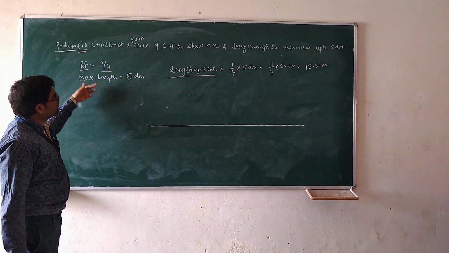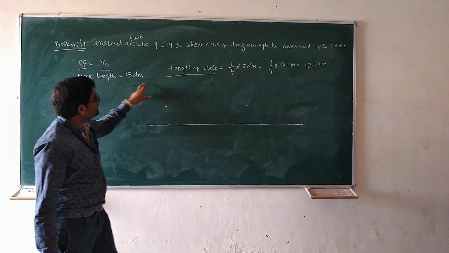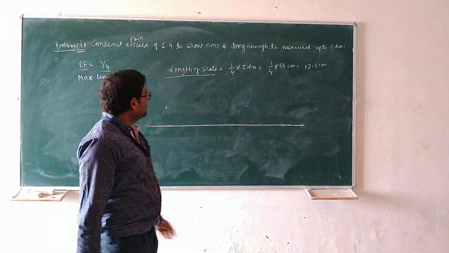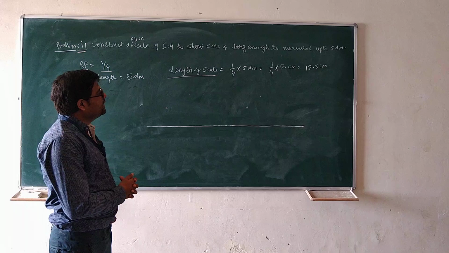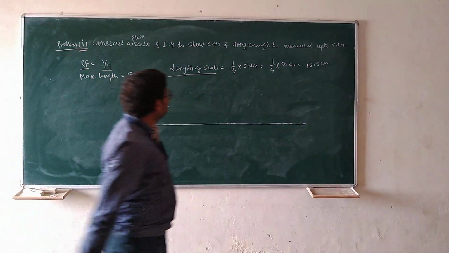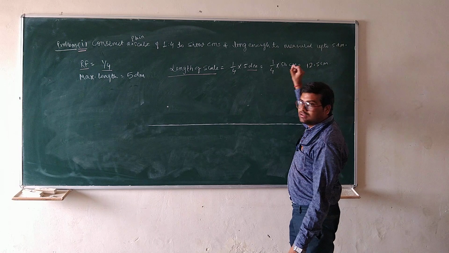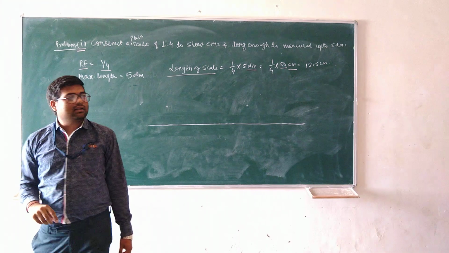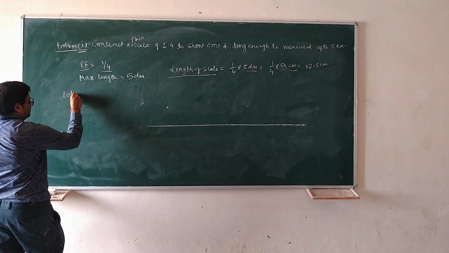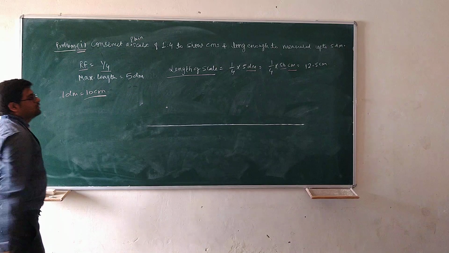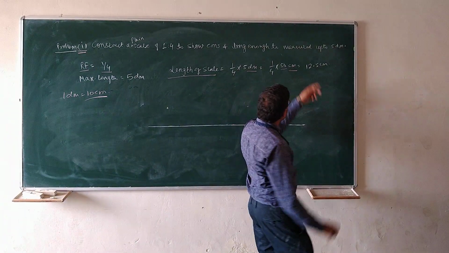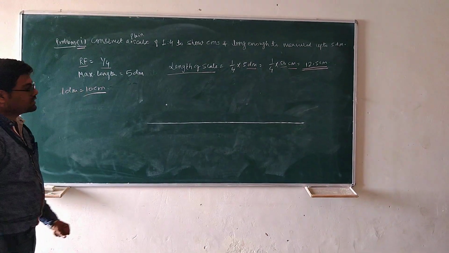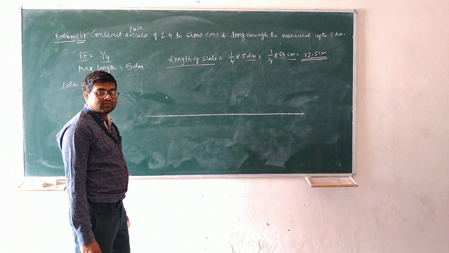is equal to the RF into maximum length, and RF is 1/4 and maximum length is 5 decimeters. So 1/4 into 5 decimeters, and we are here with only a centimeter scale. So we will convert decimeters into centimeters. 1/4 into 50 centimeters, because 1 decimeter is equal to 10 centimeters. So we calculate this and we get 12.5 centimeters as the length of the scale.